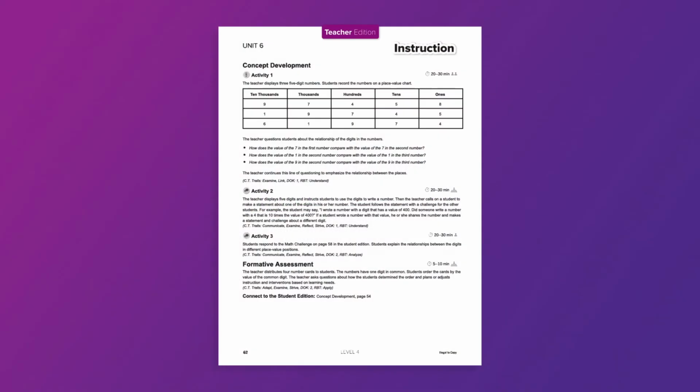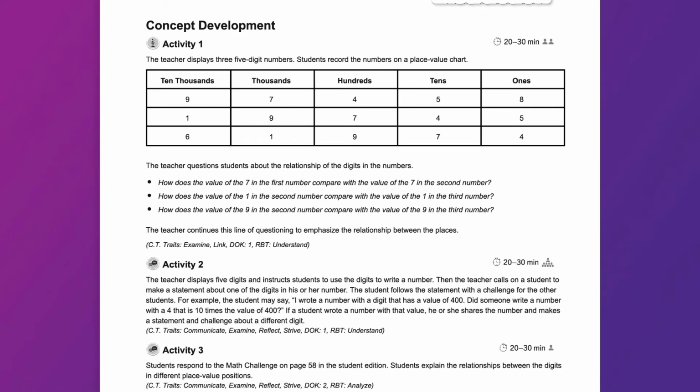Now that your students have been introduced to the concepts and they are comfortable with the vocabulary, we want to develop understanding. Concept development sections are found in both the Teacher Edition and Student Edition. The activities found in the Teacher Edition provide you with a variety of options, so you can choose which activity works best in your classroom.